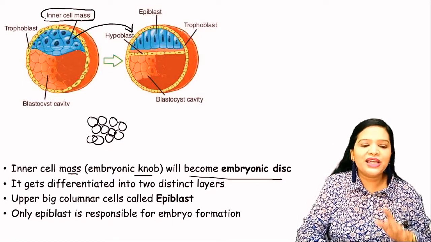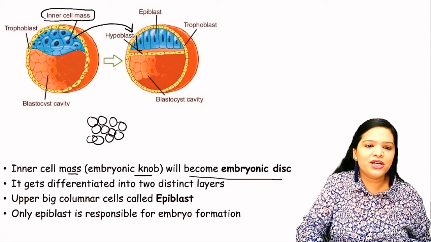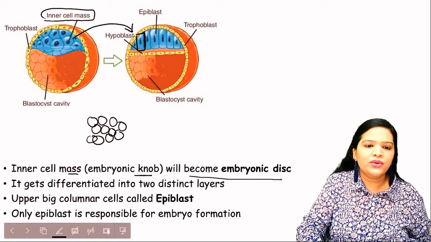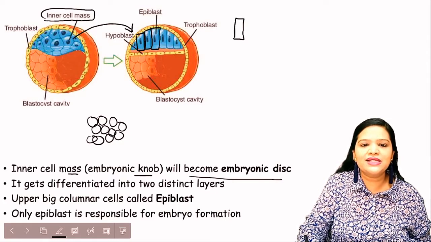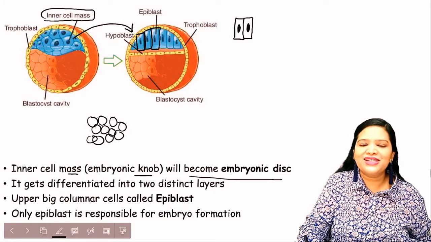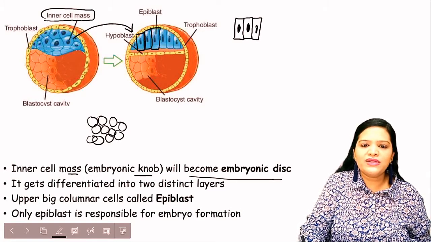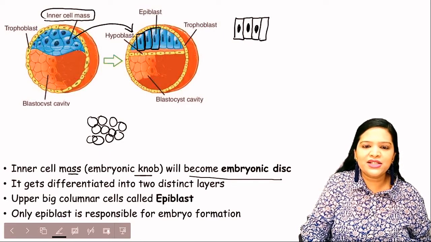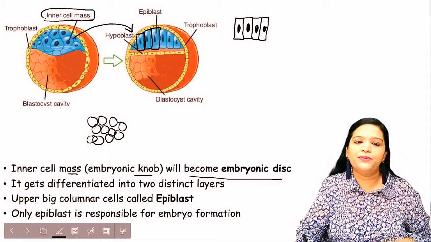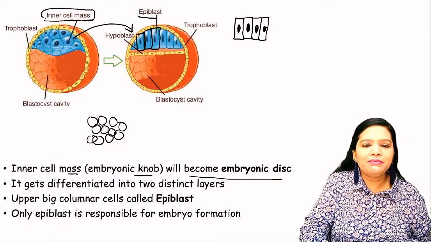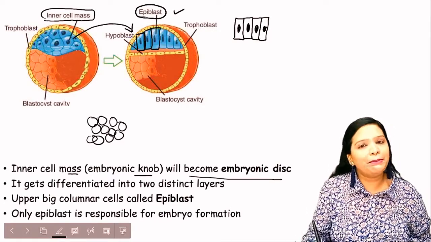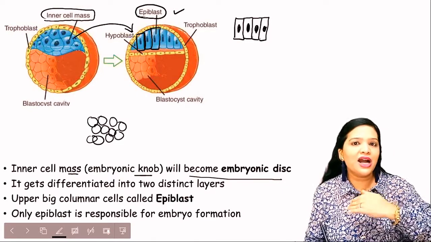One layer of the cells is the big columnar cells. Here we could see big column-like cells like this. The shape of the cells is like columns. This is the nucleus of the cells. These column cells are present at the upper region. Such cells are called epiblast. So that is the first layer arranged.